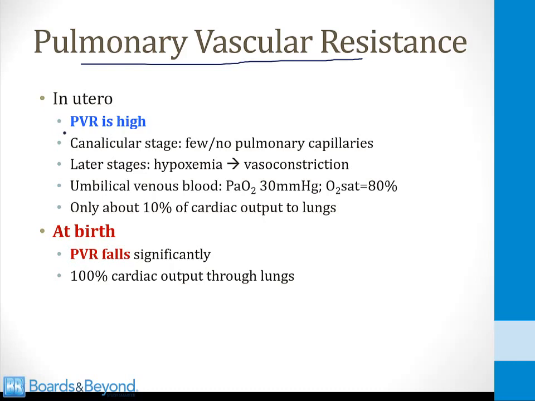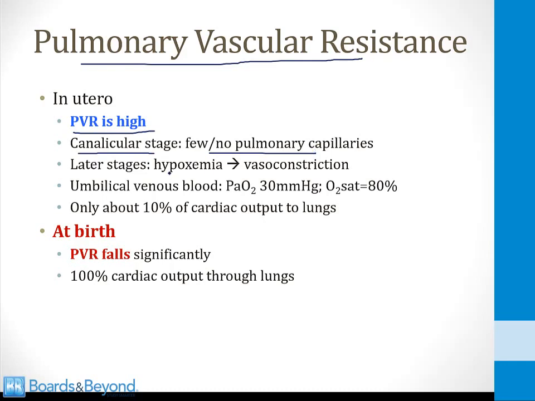So in utero, the pulmonary vascular resistance in the baby is very high. One of the reasons for this is because, as we've just discussed, up and through the canalicular stage, there are few or no pulmonary capillaries. So obviously the resistance to blood flow through the lungs is going to be very high.